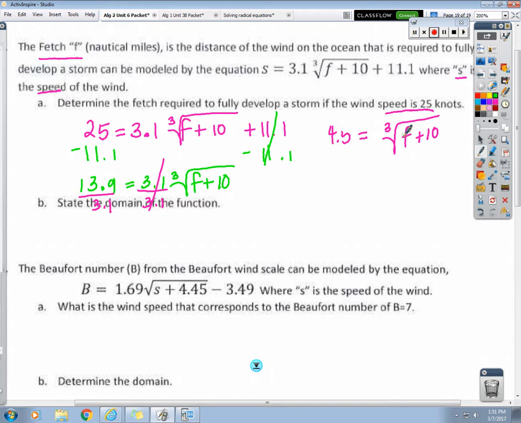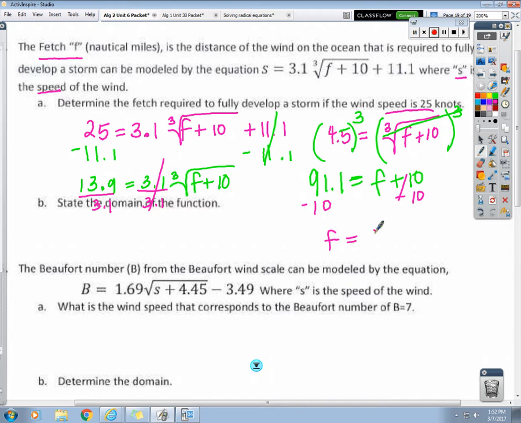Okay? So now I have to cube it because the 10 is trapped. And then I cube this side. What is 4.5 cubed? So 91.1 if we're just rounding everything to the tenths. And now only F plus 10 is left. So now what do I do? Subtract 10. Now I can subtract that 10. And so the answer is F equals 81.1. And F is nautical miles.